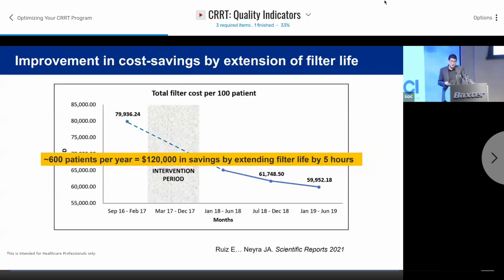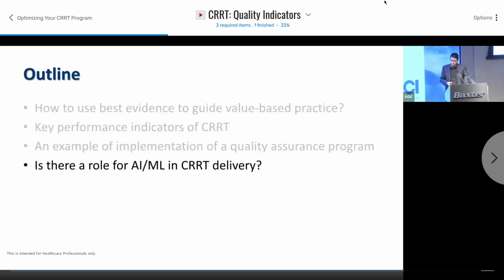And this is just the example of filter life. This is published, so you can use this publication when you have these discussions with your administration. You can say, okay, if our filter life is 20 hours, let's put a goal in 2 years to make it 30 hours. But I need support to create this team and to be able to track some of these parameters consistently.